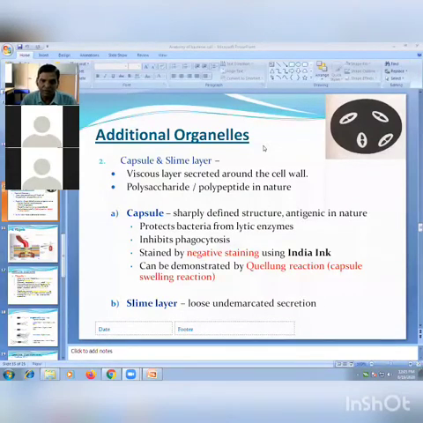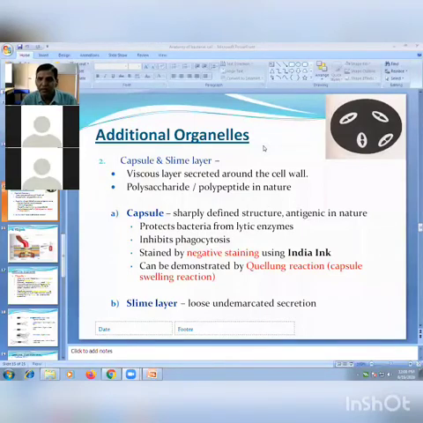The maximum content of the capsule is water. Near about 98 to 99% water is present, and only 1 to 2% is the remaining polysaccharide or polypeptide. In most capsulated bacteria it is polysaccharide, but there are a few exceptions like Bacillus anthracis, which causes the disease anthrax. In that, the capsule is polypeptide in nature, consisting of glutamic acid.